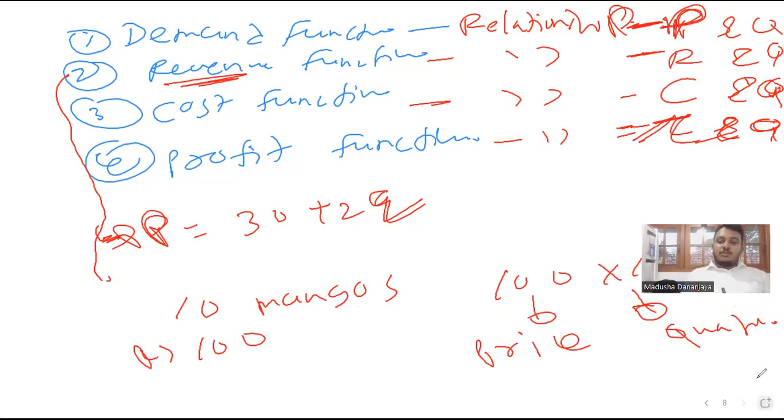So guys, revenue is always, right? Revenue or total revenue, whatever you like, TR for total revenue, R for revenue. So TR equals always P into Q, price into quantity. Revenue means P into Q, price into quantity.